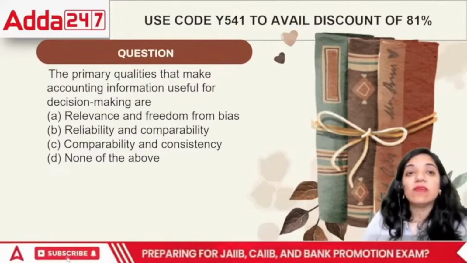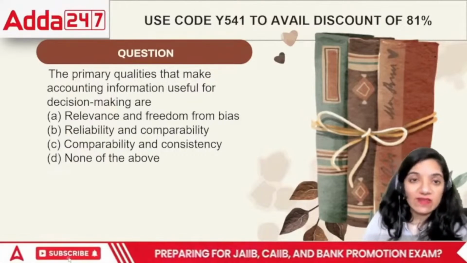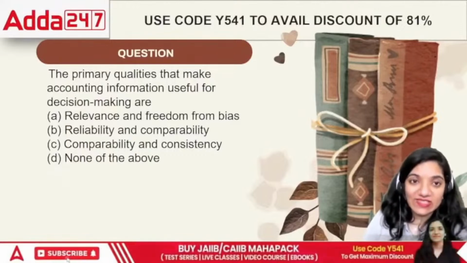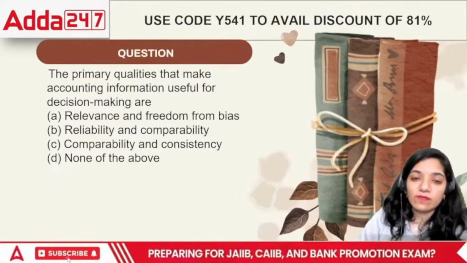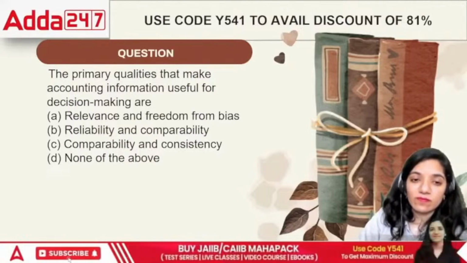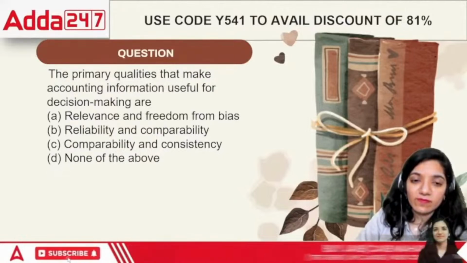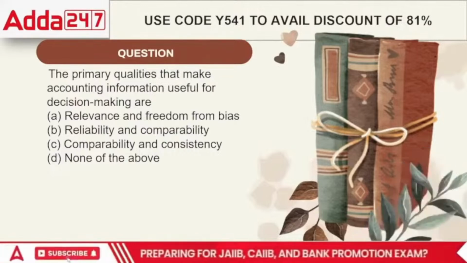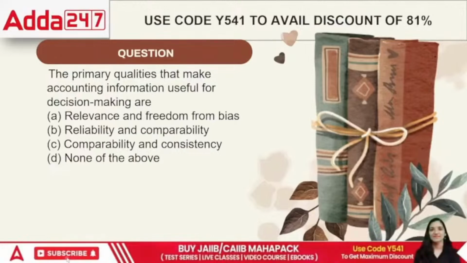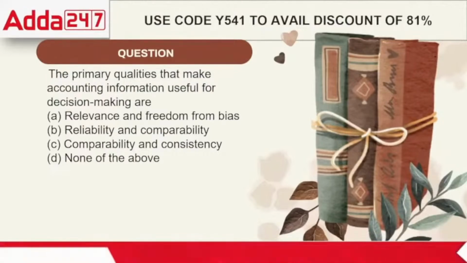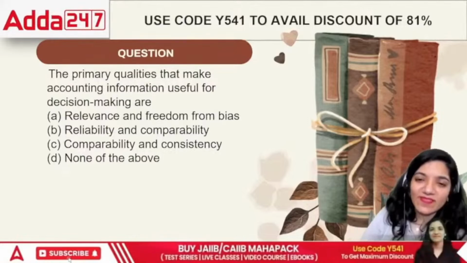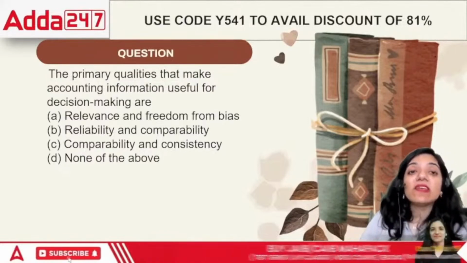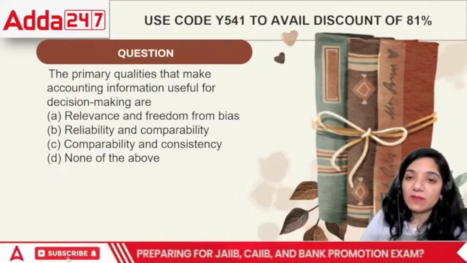The primary qualities that make accounting information useful: relevance, reliability and comparability and consistency, or none of the above. The primary qualities that make accounting information useful are reliability and comparability.